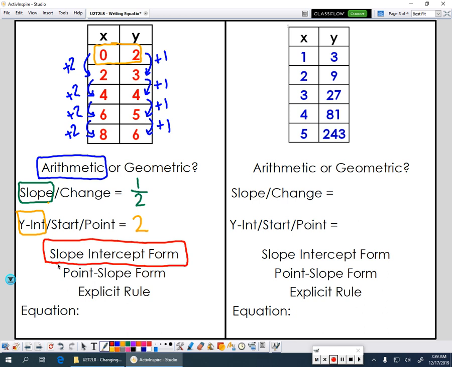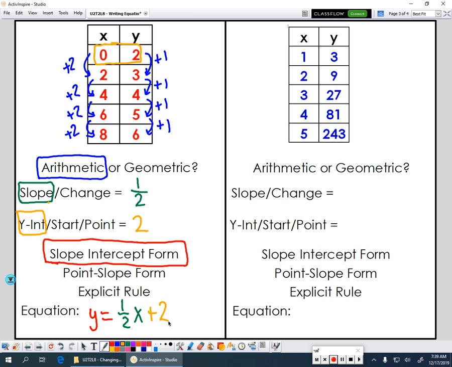So then we just have to write our equation. So slope-intercept form is y equals mx plus b. My m, my slope, is 1/2. And my y-intercept, that b, is +2. Okay? Let's look at another table. We'll look at this one here.